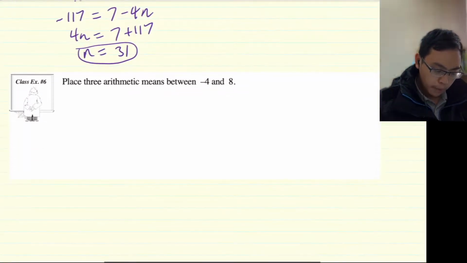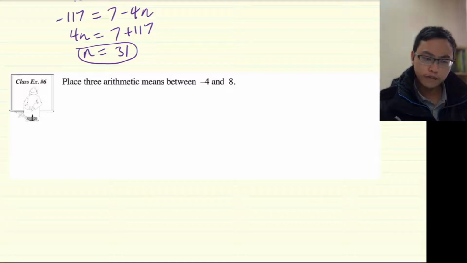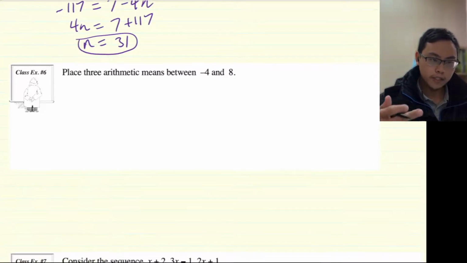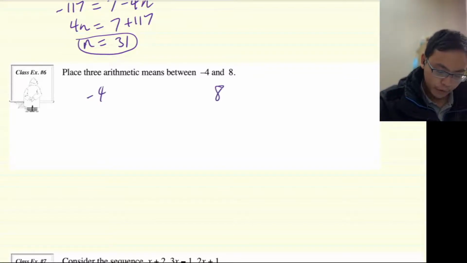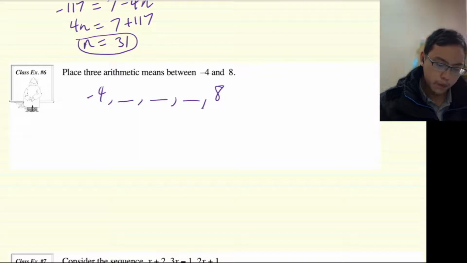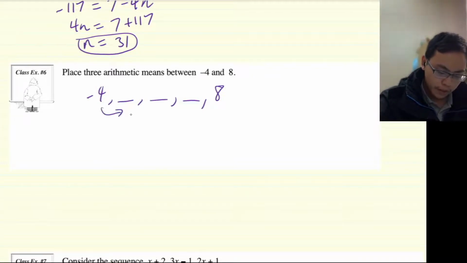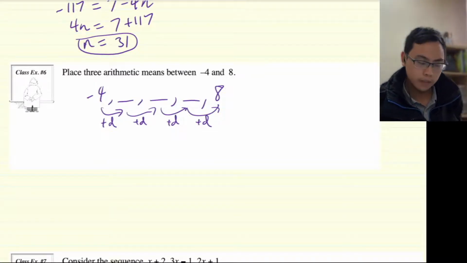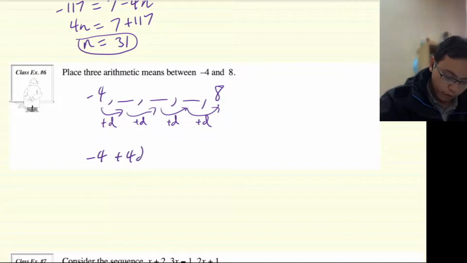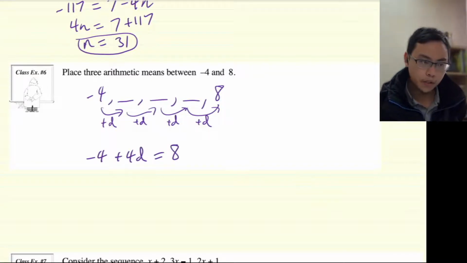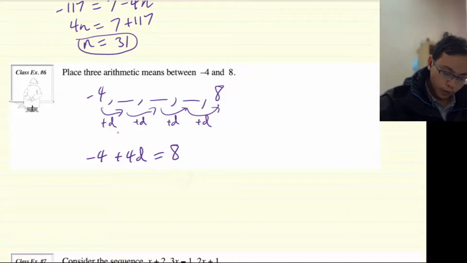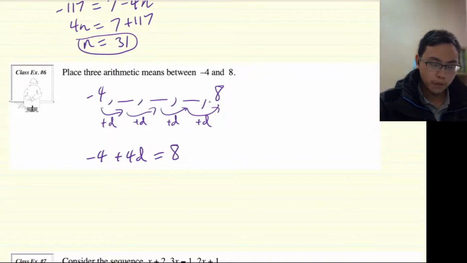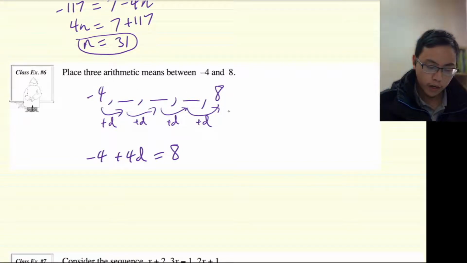Place 3 arithmetic means between -4 and 8. Now, I wanted us to visualize this in a good way first. So if I have -4 over here and 8 over here, we want to put 3 numbers in between. So from -4, we need to add some amount, and then we'll get to 8. So we need to plus a common difference, plus a common difference, plus a common difference, plus a common difference. That's 4d. So -4 plus 4d is equal to 8. We started at -4, we added the same difference 4 times, so that's 4d, and then we get to 8. So even though we're only placing 3 numbers in between, we need to multiply by 4 because the 4th time we get to 8.